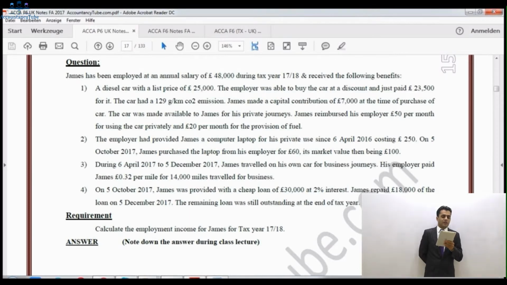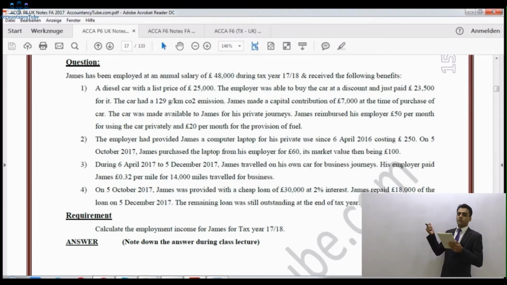A diesel car with a list price of £25,000. So we need to calculate the car benefits. So list price is £25,000, diesel car. Why is this information given to me? So there will be an additional 3%, as I said in the previous lecture as well. As part of the formula, there will be an additional 3% for diesel cars.